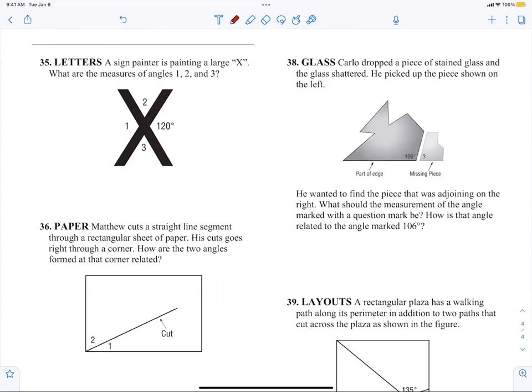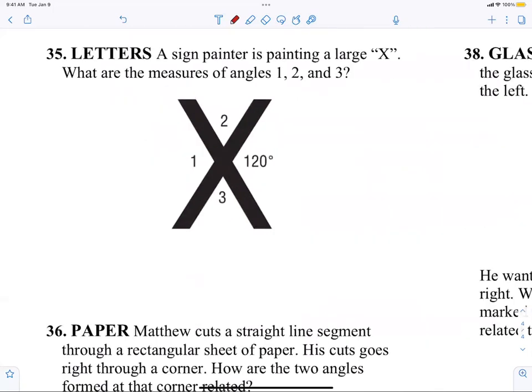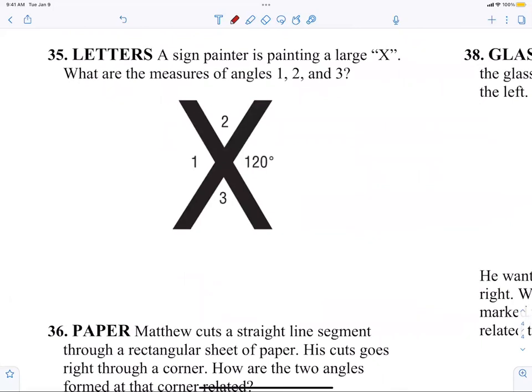So 41. All right, so we got 5 minutes. All right, so here we go. We all should be able to figure 35 out just super easy. What's the measure of angle 1? How much? 120. What's angle 2 and 3? 60. Anybody got any questions with that? Anybody? All right, vertical angles, supplementary angles, all kinds of things involved there.